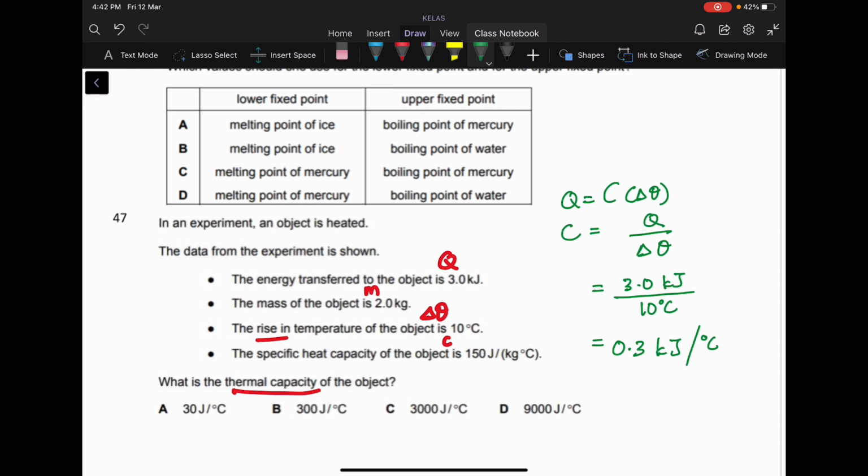Okay, so that's kilo. So no answer in kilo, so you just change: 1, 2, 3. So we have 3, okay, we add how many zeros? So 2. So we have 300 joule per degree Celsius. So for question 47, the answer is B. Is that correct? Yes. Okay. Why didn't I have mass here? Why is there no mass? Because the question asks about thermal capacity, not specific heat capacity. If the question asks about specific heat capacity, then this is the answer.